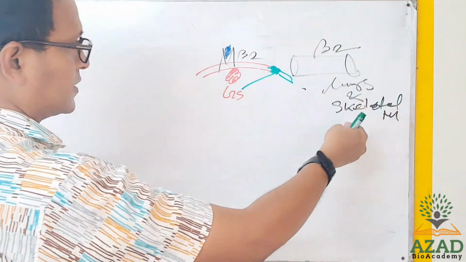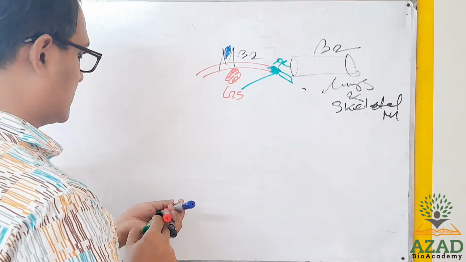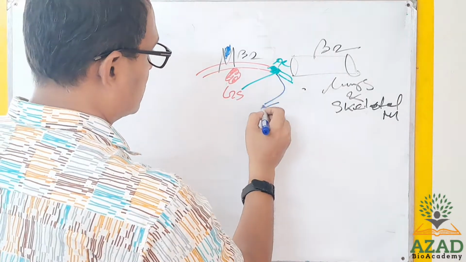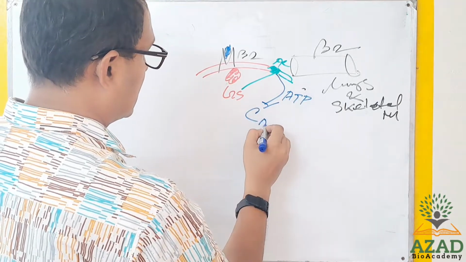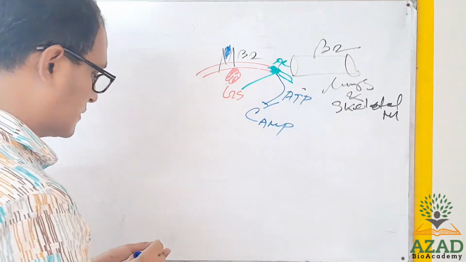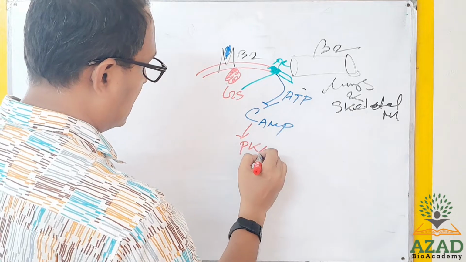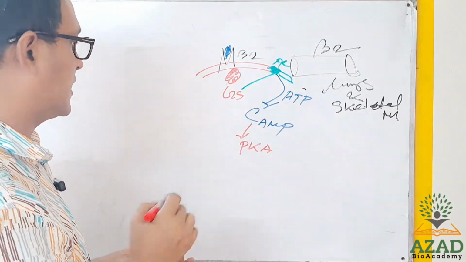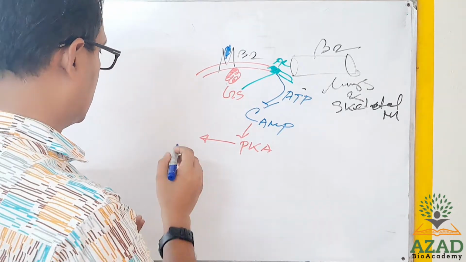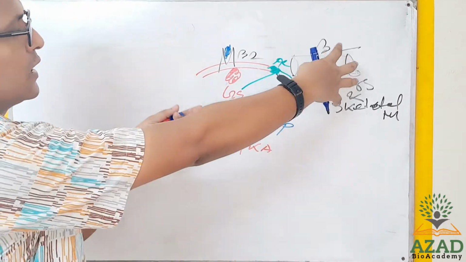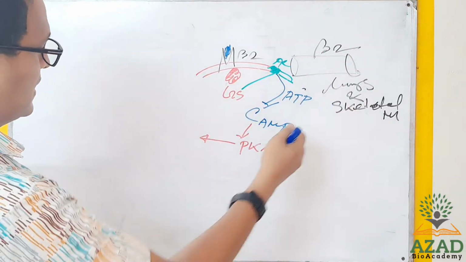So we are just discussing about lungs. So here adenyl cyclase. And what would be the function of adenyl cyclase? Adenyl cyclase will just convert the ATP into the cyclic AMP. This is the second messenger, and that cyclic AMP will just activate PKA, that is protein kinase A, and that protein kinase A will just phosphorylate myosin light chain kinase in your smooth muscle, lung blood vessel or lung muscle.